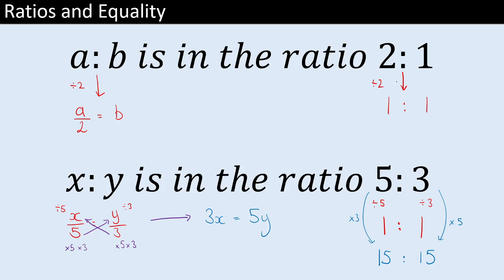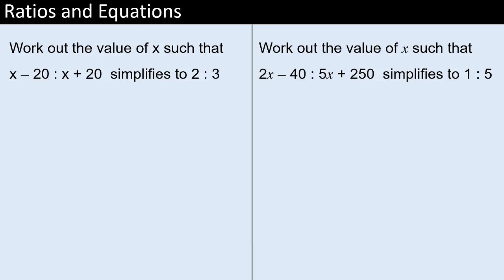Whether you take the approach of scaling down or scaling up doesn't really matter. It will do the same thing in the end. And I've got about time to do maybe one example of how this would work in terms of an actual algebraic problem. So we're going to take a look at that now. So, we want to work out the value of x such that x take away 20 to x plus 20 simplifies to 2 to 3.